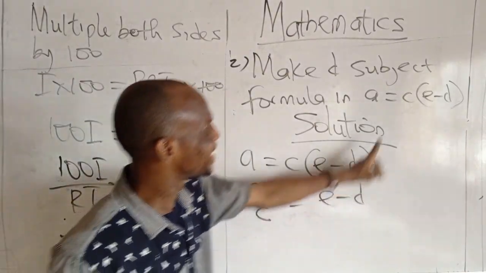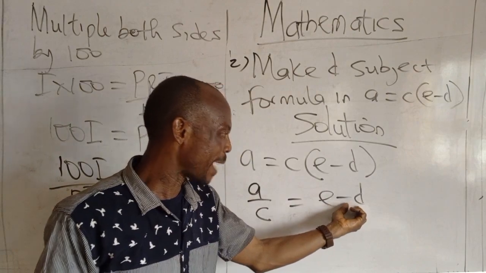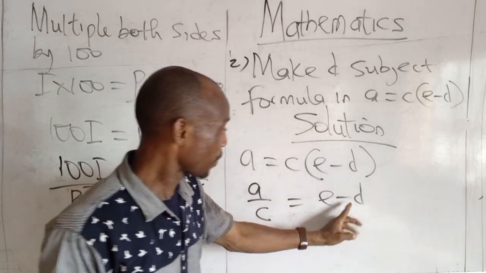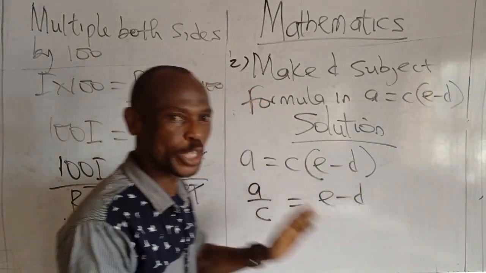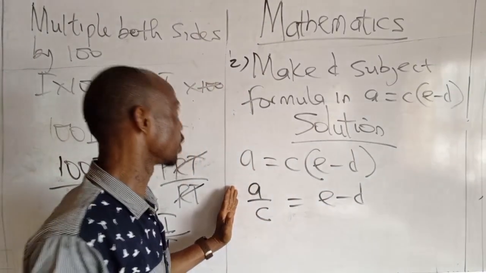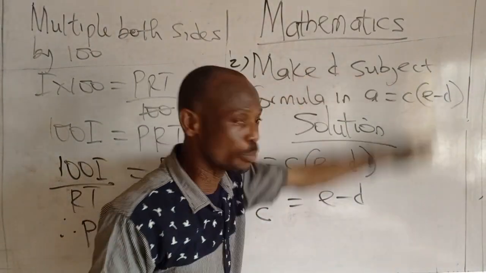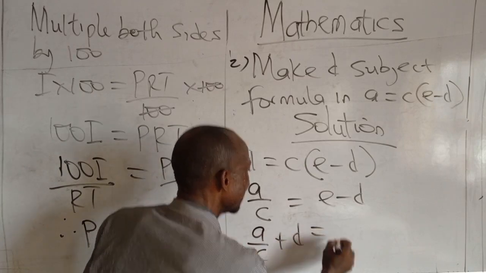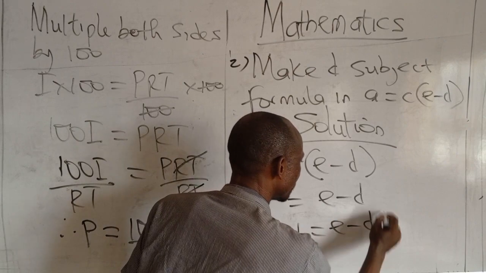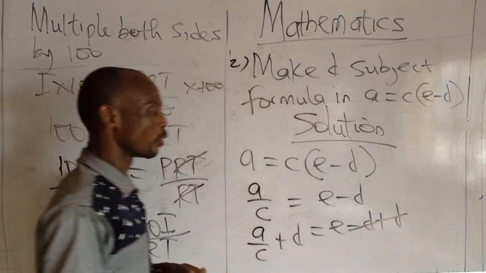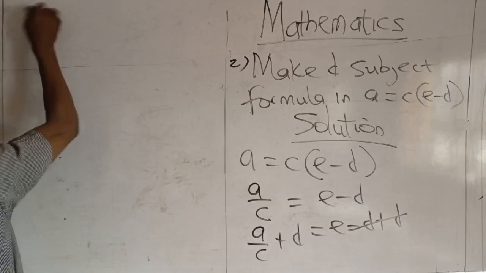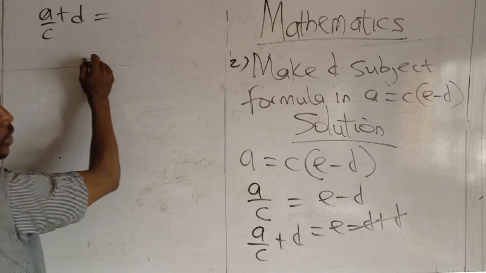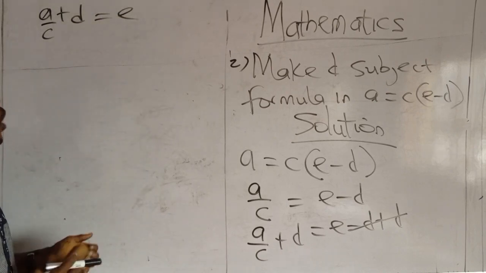We are planning to make D the subject, but we have minus D here. For us to neutralize this negativity, we can simply add D to both sides of the equation so that D becomes positive, because it is D that we want to make subject. So A over C plus D is equal to E minus D plus D. This will cancel out. So we have A over C plus D is equal to E.